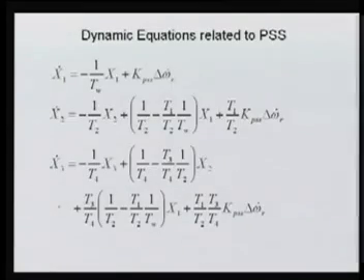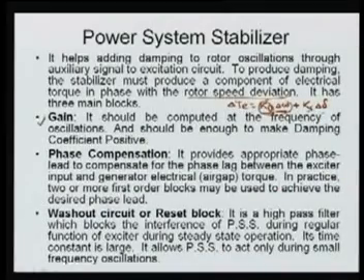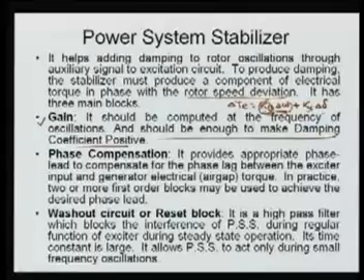So we have three blocks, and the first one is your gain. The gain should be computed at the frequency of oscillation. The value is also very important to decide these gains, and it should be enough to make the damping coefficient positive. So we have to make the damping coefficient, this KD, positive. If this damping is 0 or negative, the system will be unstable. We don't want that. So we want to make the damping coefficient positive.